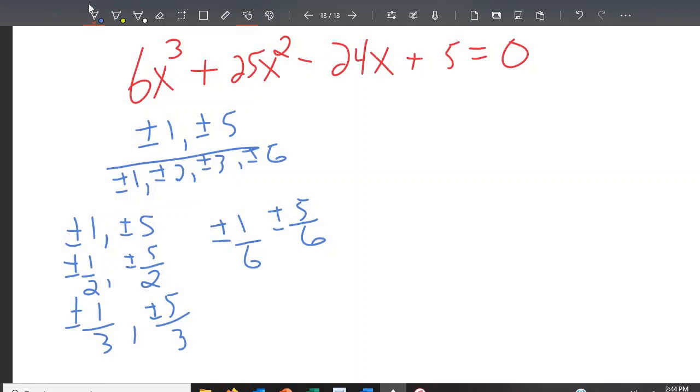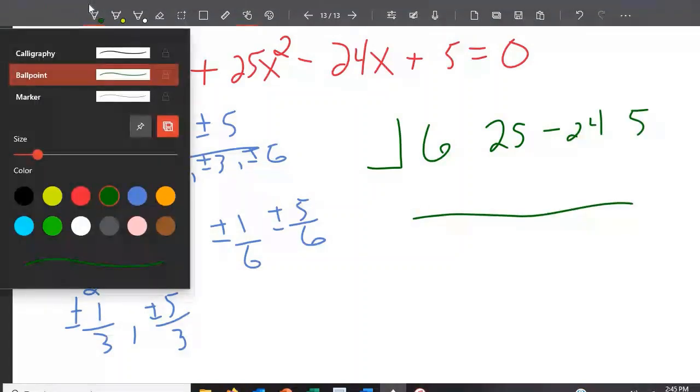16 possible roots, and only 4 of them are whole numbers. Ugh. Let's hope there's a whole number that works, because I don't want to deal with these fractions. But let's just go do the synthetic, see if we can find one that works. I always try to do the whole numbers first, and then if I have to, I'll do the fractions. So I'm going to definitely start with the whole numbers.